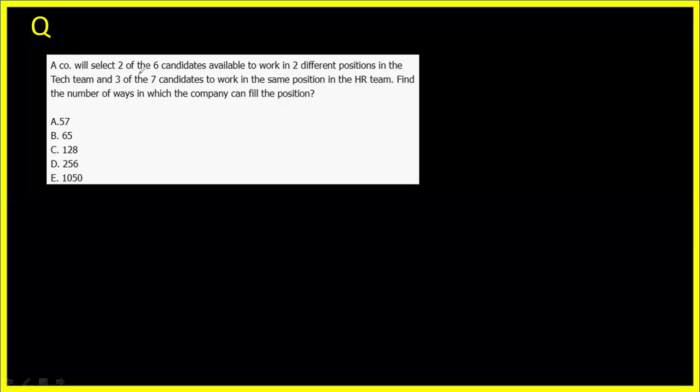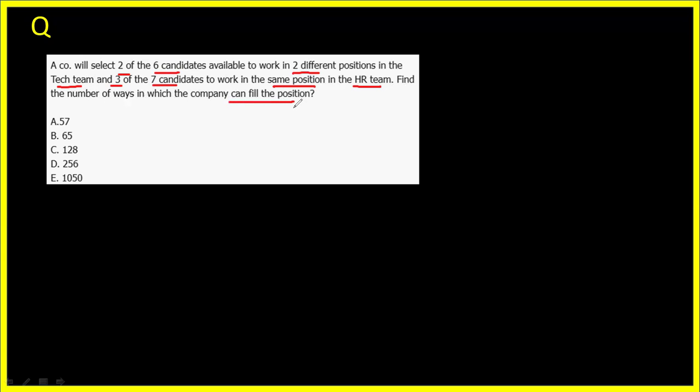A corporation will select two of six candidates available to work in two different positions in the tech team and three of seven candidates to work in the same position in the HR team. Find the number of ways in which the company can fill the positions.